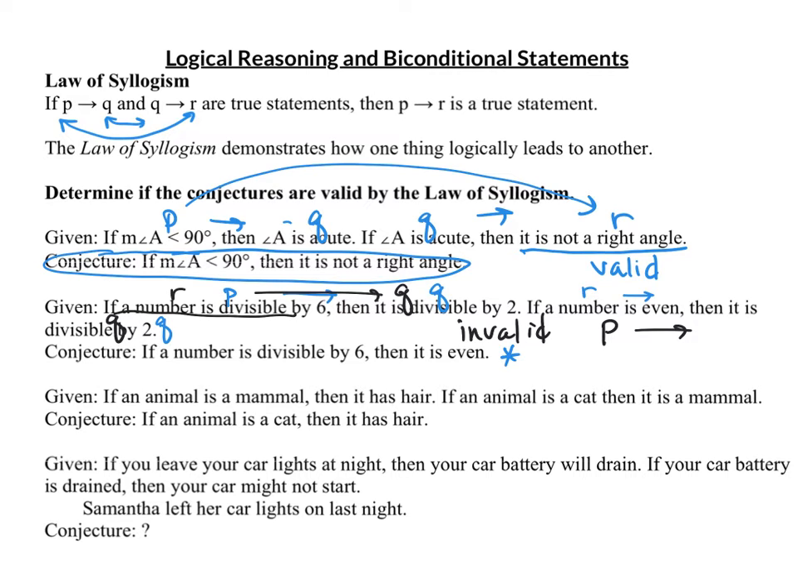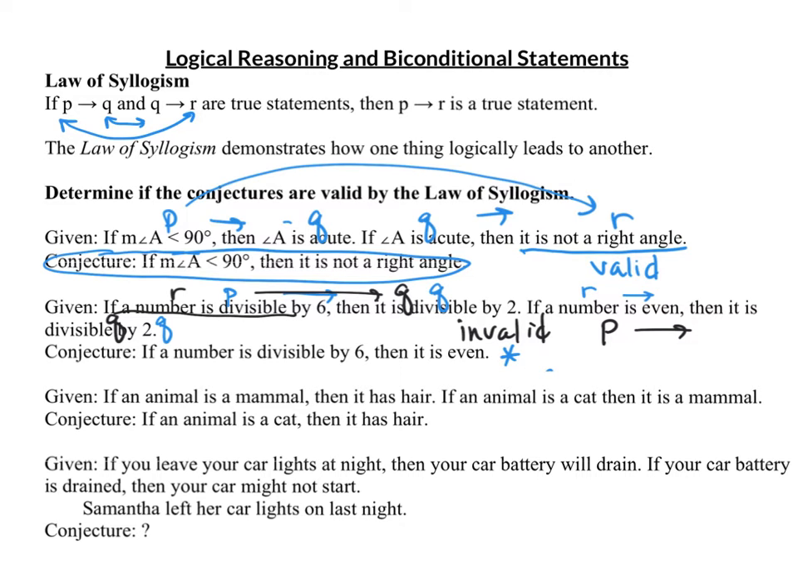Given: if an animal is a mammal, then it has hair. If an animal is a cat, then it is a mammal. Notice the mammal here that they have in common. In fact, looking at it, I believe it is backwards, because if we said this was P, the animal is a mammal, and then it has hair, that doesn't work because I should have hair again. I should have a Q there, and that's not what's going on. So what I need to do is change the order of my sentences to make this one work.